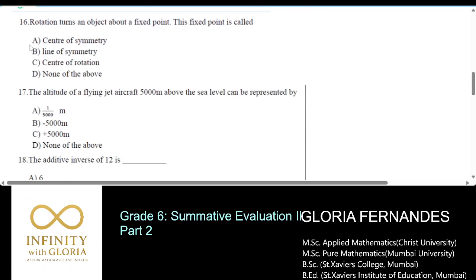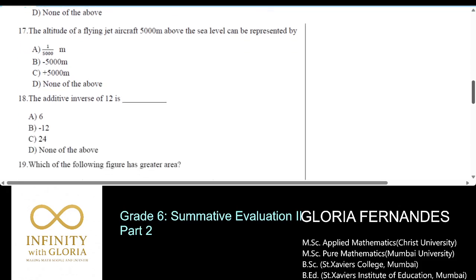Next one is, rotation turns an object about a fixed point. Now see, whenever I have a fixed point and the rotation is happening around that fixed point, then it is called the center of rotation. When you have a fixed point, then it is a center of rotation. Suppose if you have a line like that, then it is line of symmetry, but here they are not talking about symmetry, they are talking about rotation. So that will be called the center of rotation.